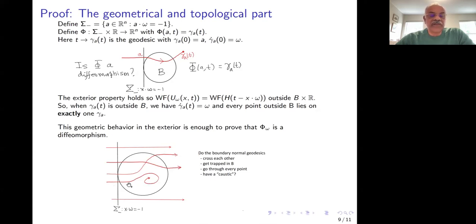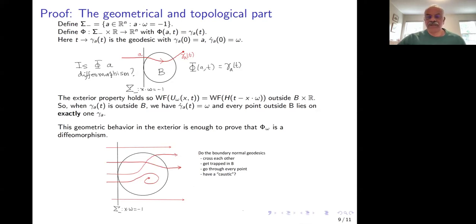Now, this does not preclude some trapped geodesics, by the way. Right? Maybe there is a geodesic that never comes out. So it is possible. So we have to show that these things do not happen, that you do not have crossing things like that, that there are no focal points inside. And it should be just a consequence of the fact that, number one, geodesics come out parallel to omega, and number two, through every point outside B, there is one of these boundary normal geodesics.